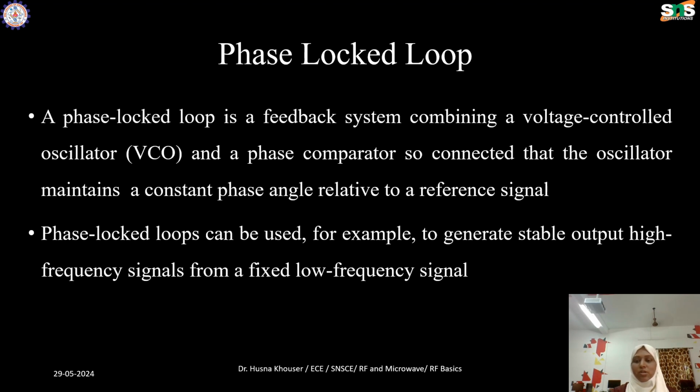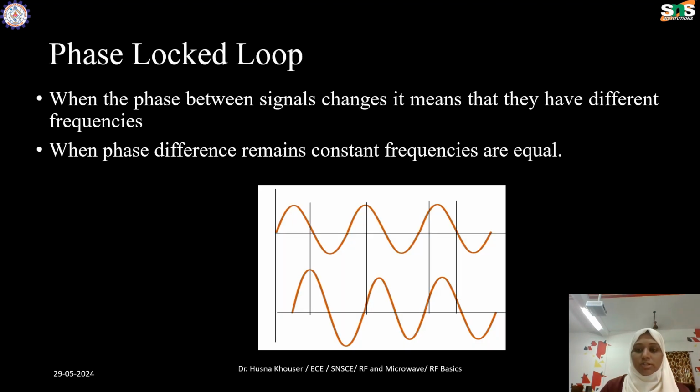Why do we use the phase lock loop? Because the voltage controlled oscillator will not generate a stabilized voltage. This occurs due to thermal and outside noise. So the phase lock loop is a system that maintains a constant voltage at all frequencies. A phase lock loop can be used, for example, to generate a stabilized high frequency output signal from a fixed low frequency signal.